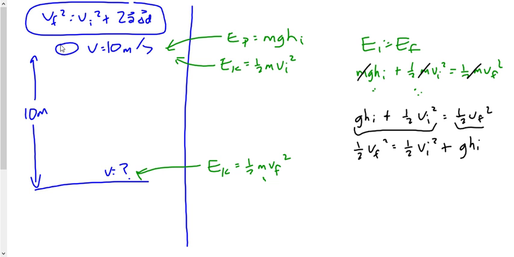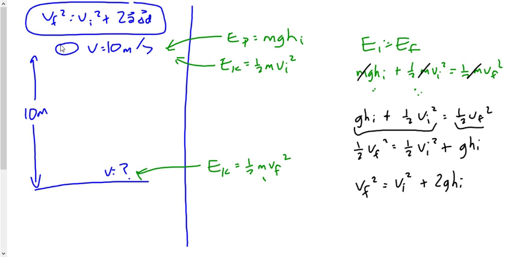Okay. What we can also do, and makes a little bit more sense, is to multiply every term by 2. If I multiply 1/2 vf squared by 2, what do I get? Vf squared. If I multiply 1/2 vi squared by 2, what do I get? Vi squared. If I multiply gh by 2, what do I get?